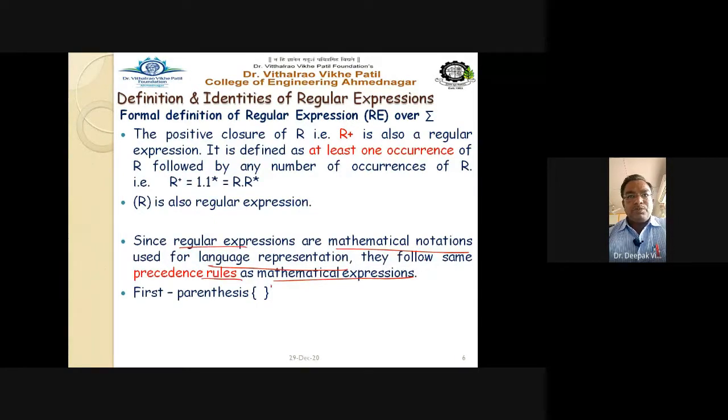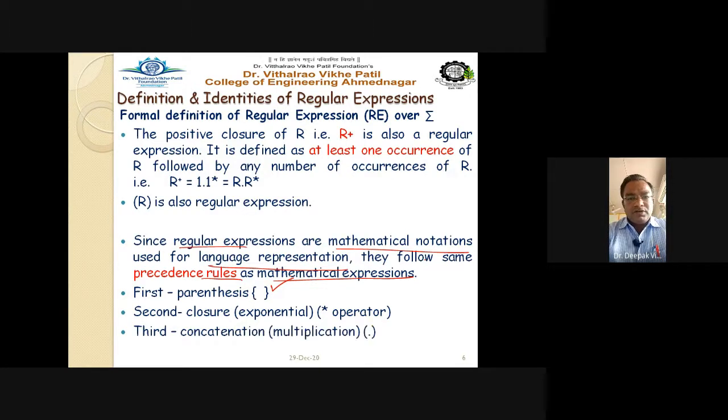The first priority is given to the parenthesis. The second priority is given to the closure or exponential operator, that is nothing but your star operator. The third priority is the concatenation or multiplication, and the fourth one is the union operator or the addition operator.